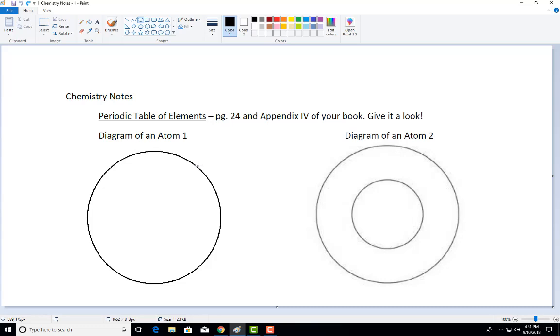There are a couple of parts of the atom. We're going to talk about some of these. I'm going to draw some in here, and then we're going to label them. And there's another one here. Okay, so here's our atom.